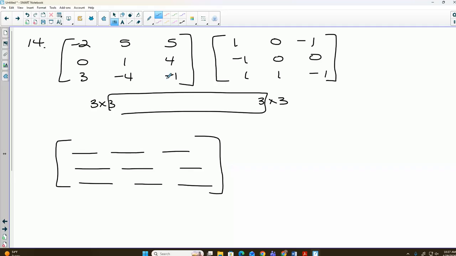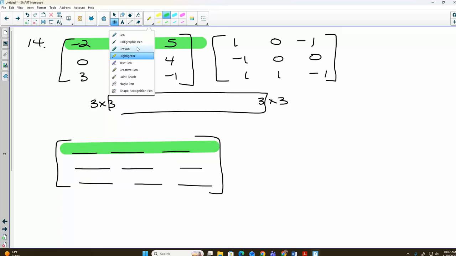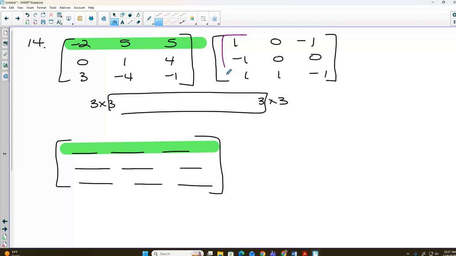So to get the first row of my matrix, I use the first row here. And I'm going to multiply that by my first column. So negative 2 times 1 is negative 2. 5 times negative 1 is negative 5. 5 times 1 is 5. Add all that and we get negative 2.